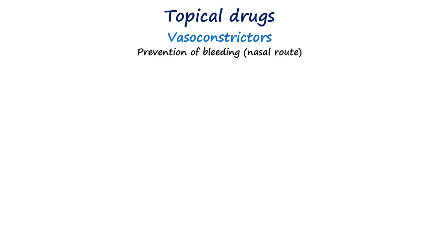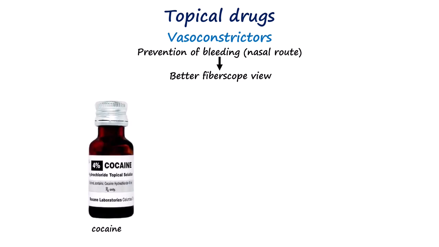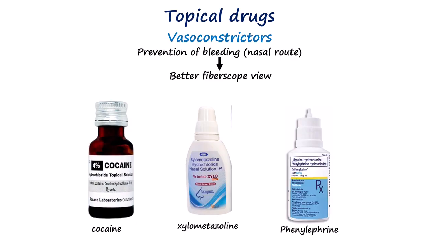Now, topicalization is not just about numbing the airway. We also need vasoconstrictors, especially when using nasal route, because the nasal mucosa is highly vascular. Bleeding can therefore occur during instrumentation, blocking the view through the fibroscope. On top of that, vasoconstrictors also reduce swelling and help maintain the patency of nasal passage. In this case, cocaine is particularly useful since it has natural vasoconstrictor properties. Other vasoconstrictors like xylometazoline and phenylephrine are often combined with lidocaine to provide both anesthesia and vasoconstriction.